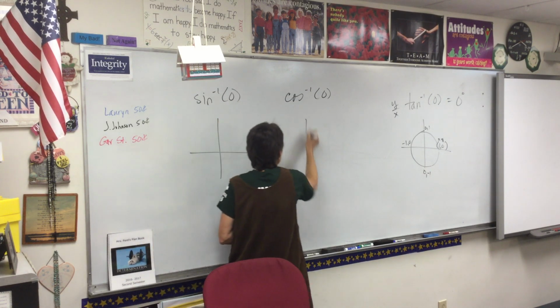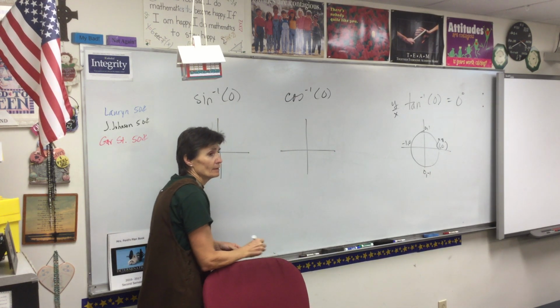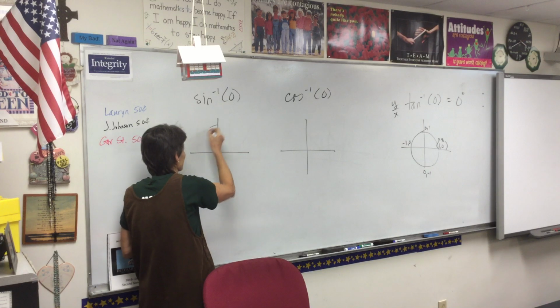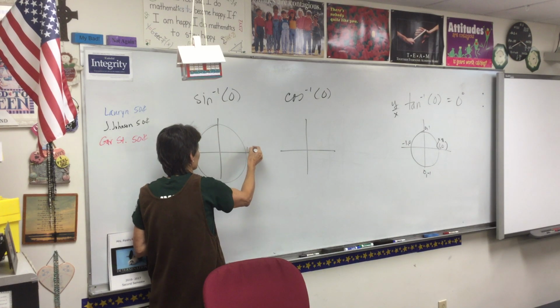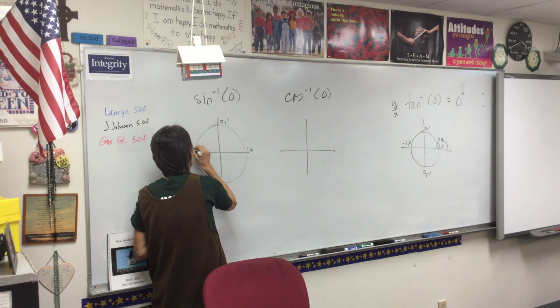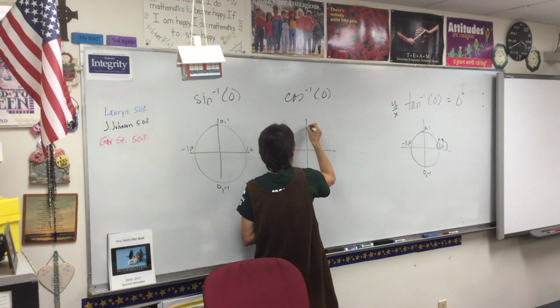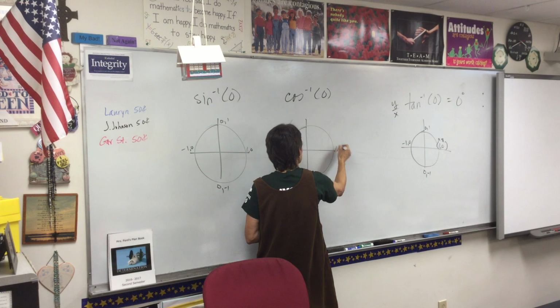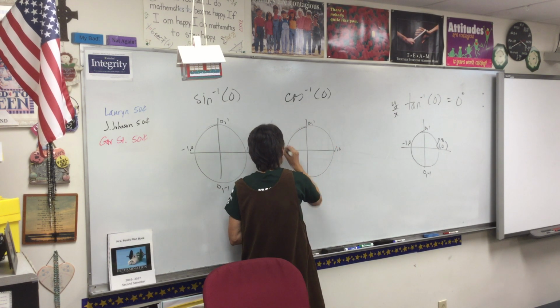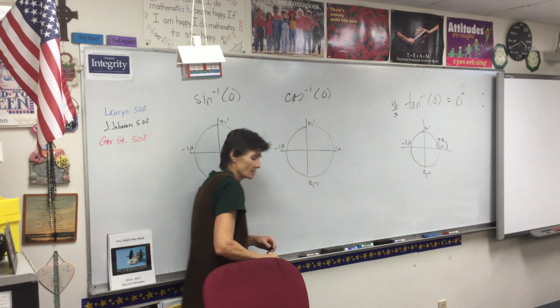Now, when you see that 0, gang, you are using your unit circle. Whenever you see a 0 here, you know you're on an axis. So you know you're one of these quadrantal angles.